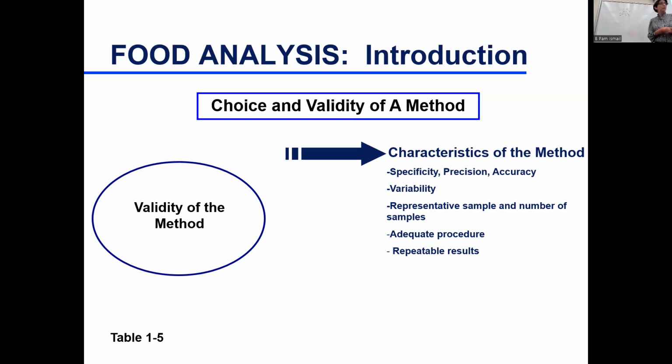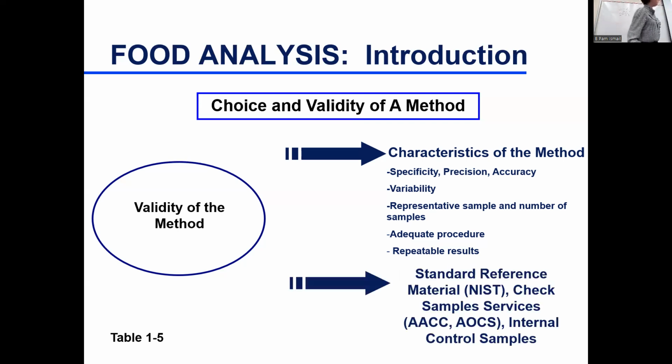Let's say you're developing a new method, and this happens a lot in industry and in academia. We always develop new methods for speed, efficiency, safety, cost. But when you develop a new method, you have to validate it. You have to run multiple samples, look at accuracy, look at precision, look at specificity, and then compare it to an approved method or to the old method. So you have to always validate your new method.